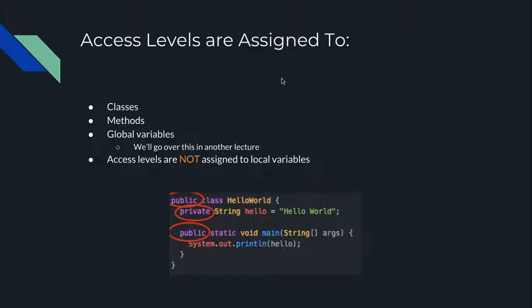So access levels are not only assigned to methods, they're also assigned to global variables and classes. We won't be going over much about global variables until we get to the classes and objects topic, but just know that with classes, the majority of the time, all of them are going to be public classes, and almost always your methods in general are most likely going to be public, with some other special circumstances that give us exceptions.